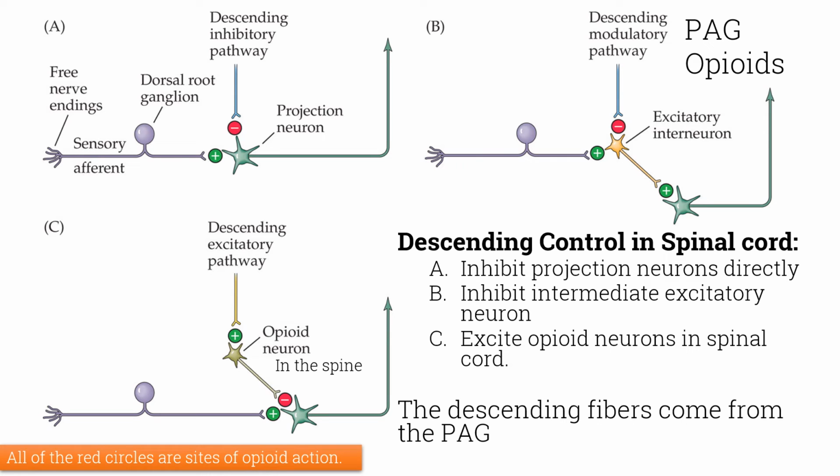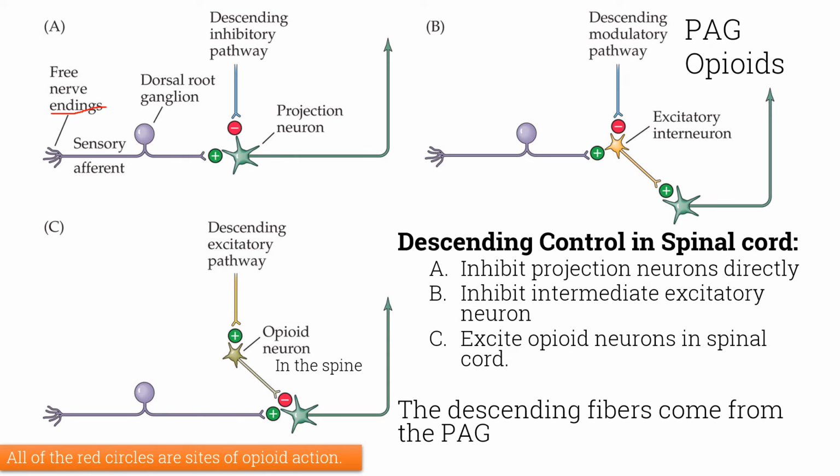Okay, so let's take a look at those 3 different mechanisms by which descending projections from the periaqueductal gray can modulate the pain response. So we have 3 different diagrams we're going to look at. Let's start with A in the upper left-hand corner. You can see the descending inhibitory pathway that's coming from the periaqueductal gray. And you can also see on the end here the free nerve endings. These are the nociceptors where the noxious stimuli is incoming. It's transduced into an electrical signal. It transmits through the axon towards the projection neuron.